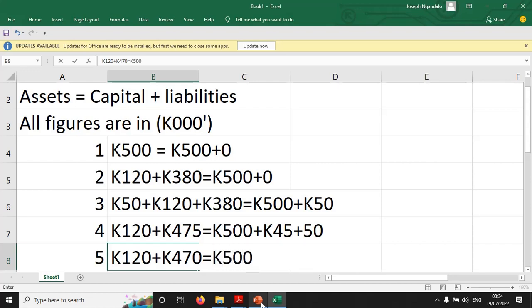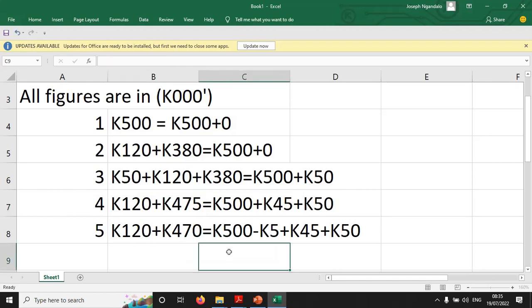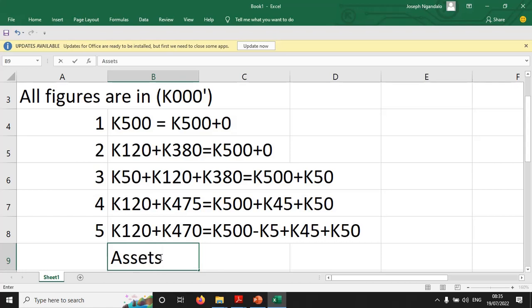Capital is 500 plus 45. Drawings reduce capital. You understand that? In fact, if I wanted, I could have put the 5 just after this number. You understand? Drawings reduce what? Capital. All right, my people. I think I'm almost done here. This is a basic example of the accounting equation. Now we can summarize. We have agreed that assets, you understand, is equal to what?